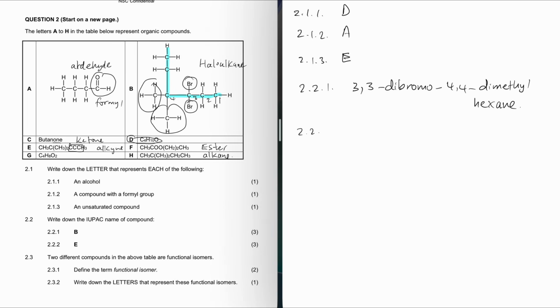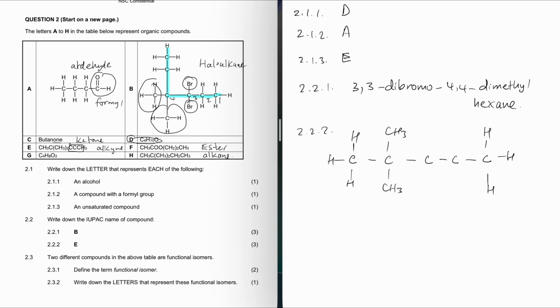Question 2.2.2, write down the IUPAC name of E. So E is an alkyne. So it would be easier if we just draw it. So let's draw it first and then we can figure out its name. So I'm going to have a carbon with 3 hydrogens, like so. Then I'm going to have another carbon, followed by a CH3 and then a CH3. Then followed by a carbon, another carbon, and then a carbon that's bonded to 3 hydrogens.